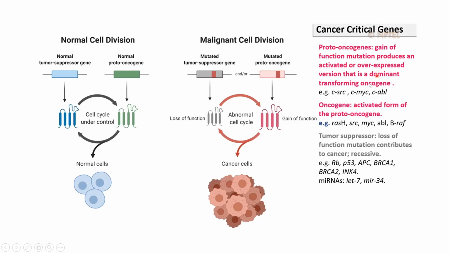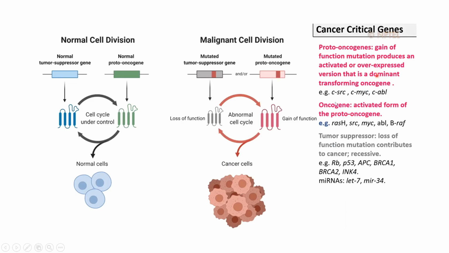That is the dominant form. So, if the proto-oncogene is active, then it will lead to promotion of tumor, cancer. And another type is the tumor suppressor gene, as we discussed earlier as well. If that gene is active, then it will lead to a decrease in the tumor. In cancer, generally the proto-oncogenes are in active form, and tumor suppressor genes are in inactive form.